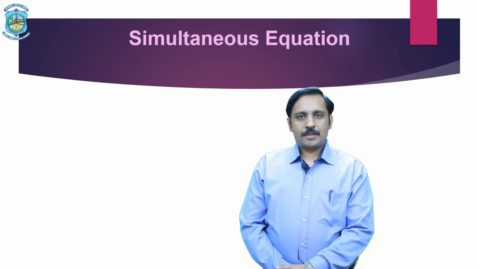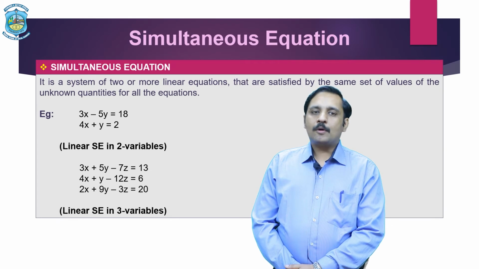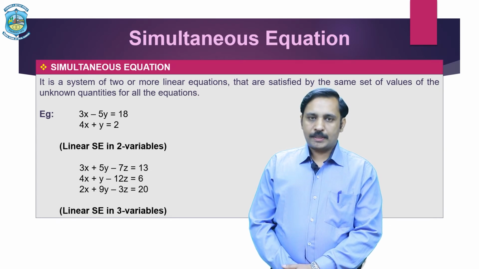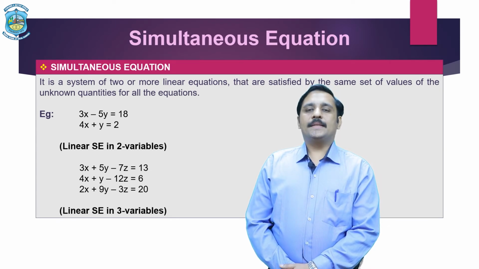Now we come to the introduction of our topic, that is simultaneous equations. We have already covered what is a linear equation. A linear equation is an equation in which the degree of the equation is 1. Now if you see the definition of simultaneous equation, it says that it is a system of two or more linear equations that is satisfied by the same set of values of the unknown quantities for all the equations.